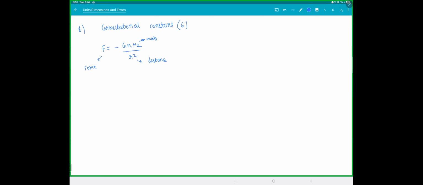They will not give you like this. Eta. The symbol is called eta. This is the coefficient of viscosity. The formula is F is equal to minus 6 pi r eta v. This is force. This is radius. This is velocity. Get me the dimensions for this.